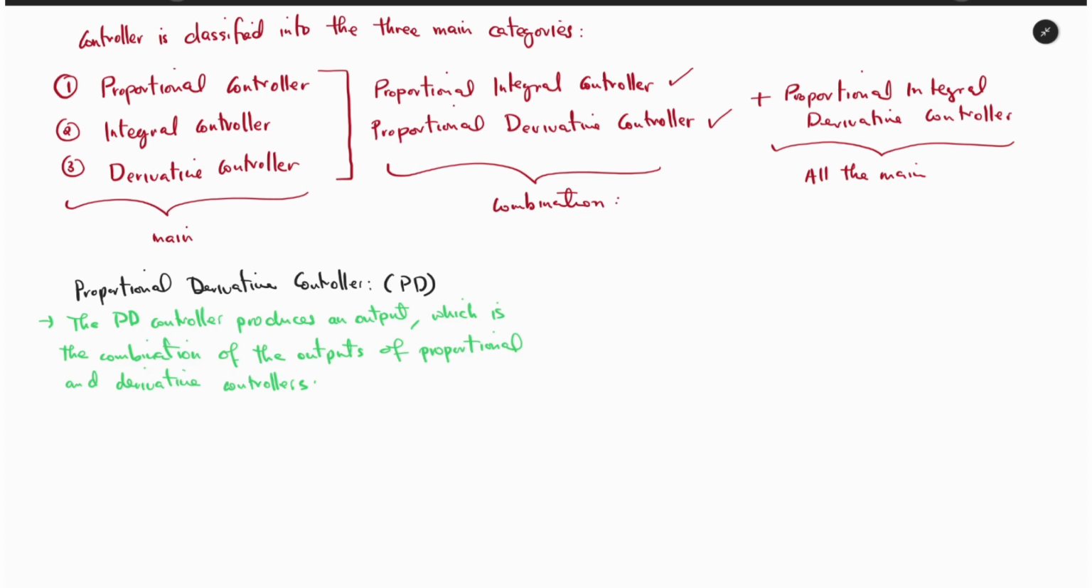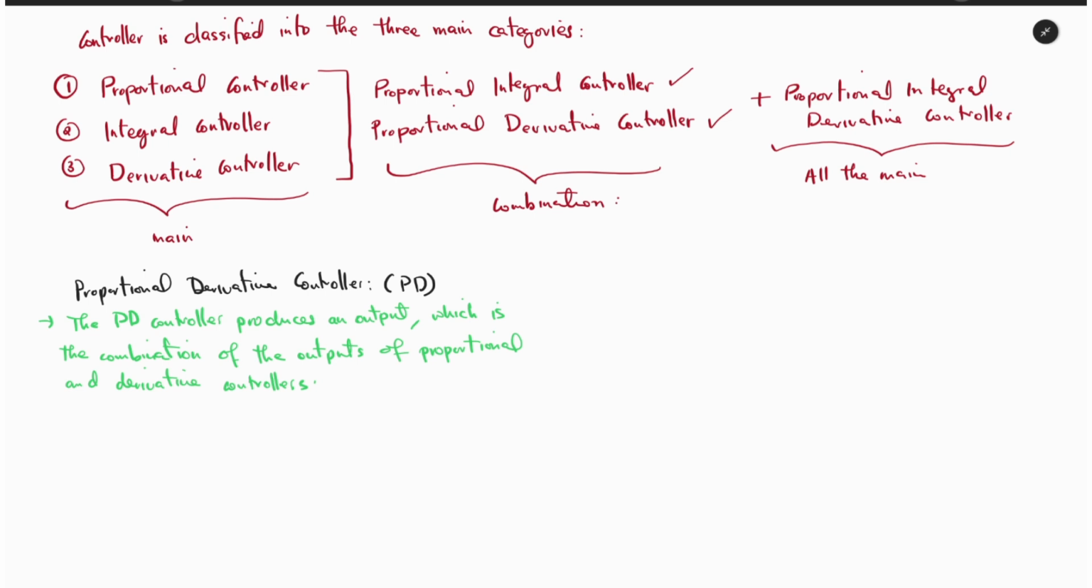The definition for proportional derivative controller is such that it produces an output which is the combination of the output of proportional and the derivative controller. Or this controller is now producing an output which is the combination or the summation of the proportional and derivative controller output.